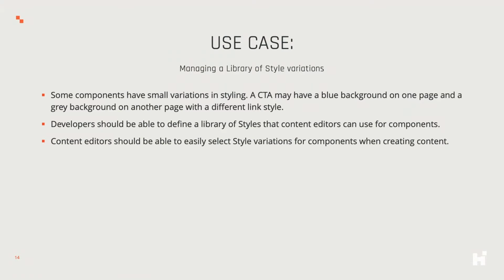And in the design documents for the site, in the design spec for the site, those components had variations. So on one page, your CTA might have a blue background. On another page, it might have a gray background and a different styling for the link. And we didn't want to create a lot of one-off complexity for that or recreate components just to have those variations. We wanted to have a flexible system of styles, a flexible library that content editors could pick a style for a component. And developers could create that library and get it out to their content editors.